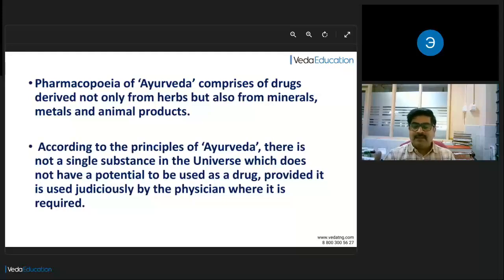So that means, whatever things are there in the universe, we believe that all of these have a medicinal property, provided we use them judiciously by a physician, a trained physician.